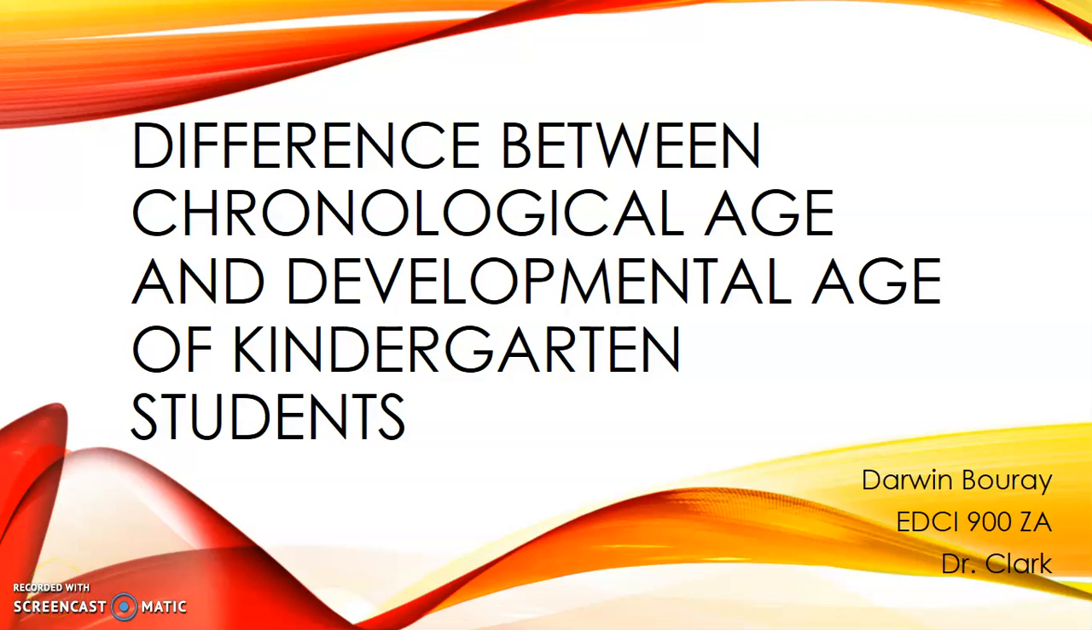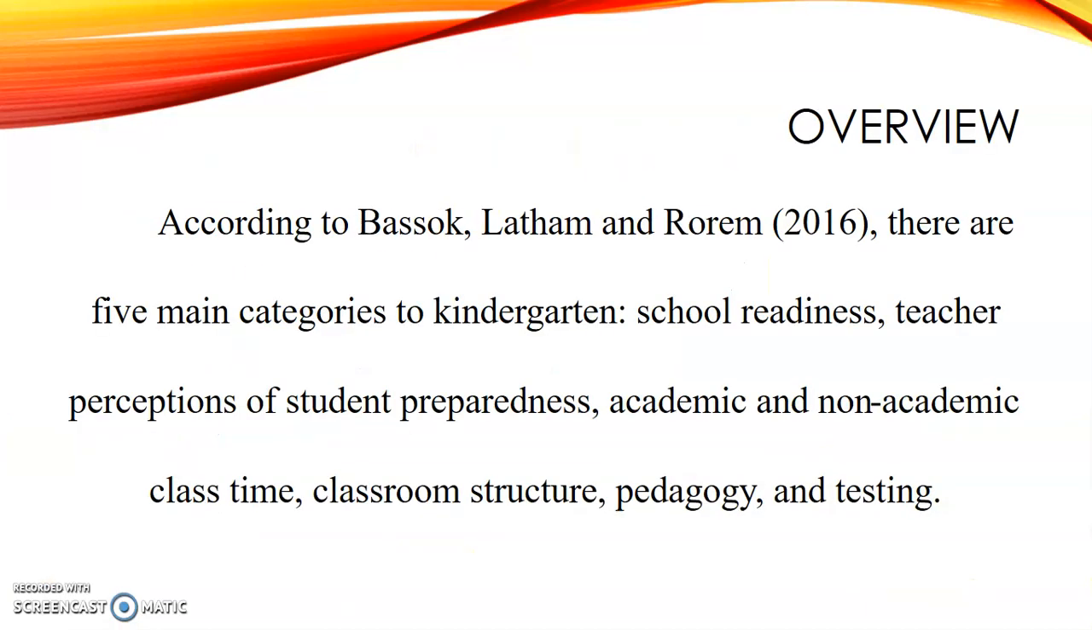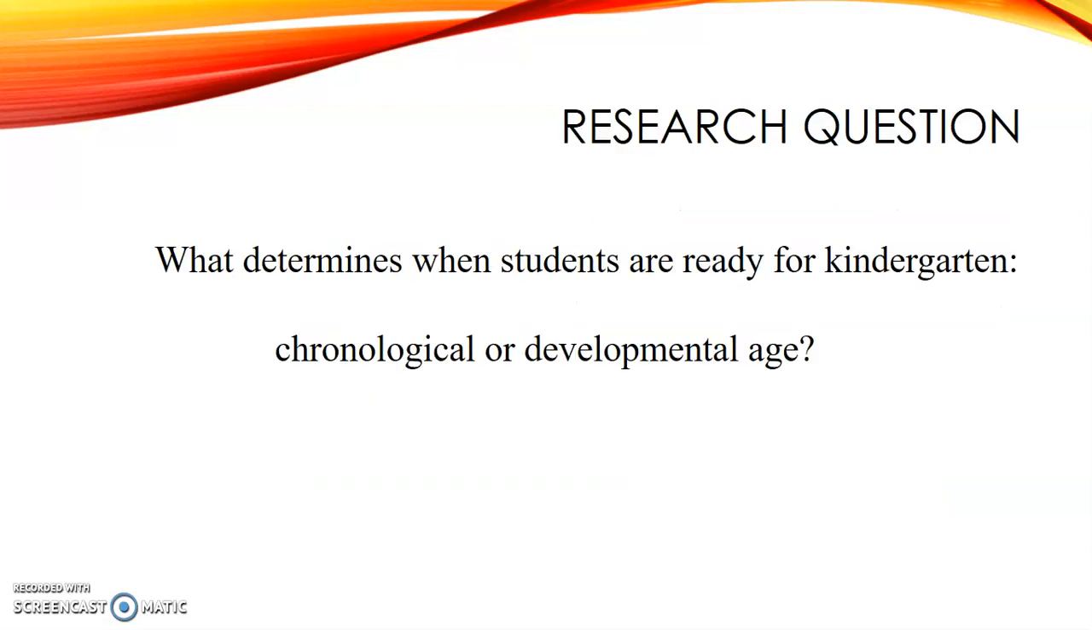Hi, this is Darwin Bray, and this is my area inquiry presentation over the difference between chronological age and developmental age of kindergarten students. According to BASIC, there are five main categories to kindergarten: school readiness, teacher perception of student preparedness, academic and non-academic class time, classroom structure, pedagogy, and testing. My research question is, what determines when students are ready for kindergarten, chronological or developmental age?